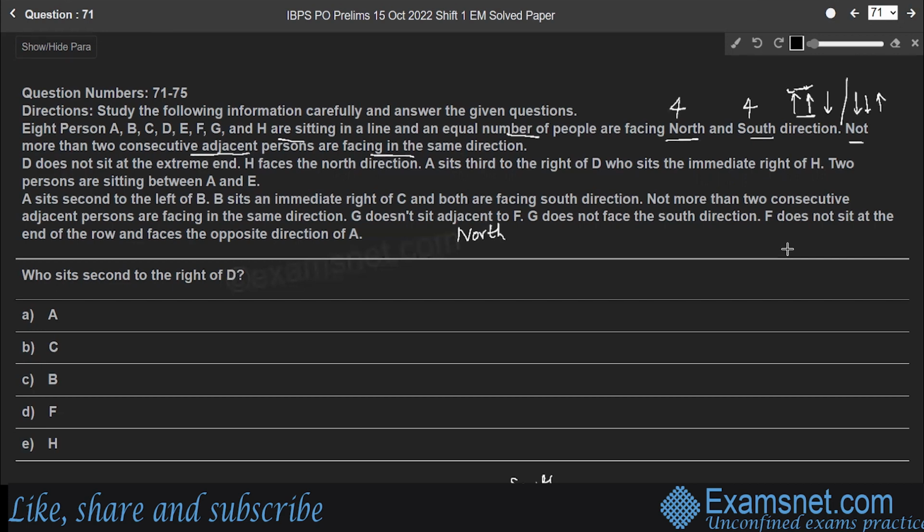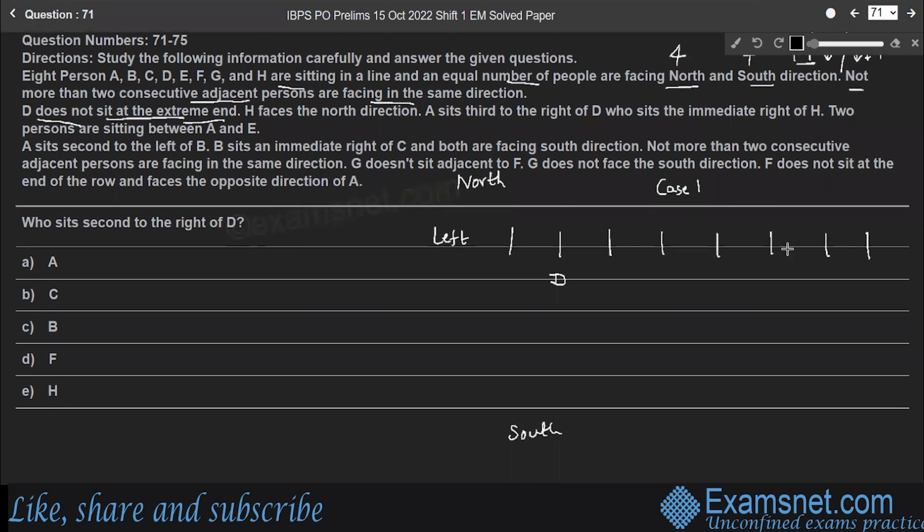Now the points are here. D does not sit at the extreme end. So we'll consider 8 persons sitting in a line: 1, 2, 3, 4, 5, 6, 7, 8. D does not sit at the extreme end. That means D is the second person from one of the ends. That means we have 2 cases. In case 1, D is the second person from the left end. And in case 2, again we'll consider 8 persons, and D is the second person from the right end.